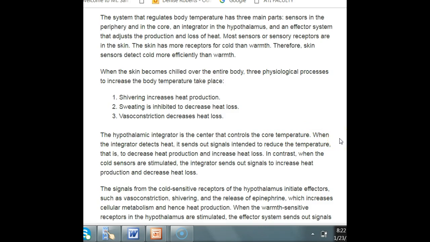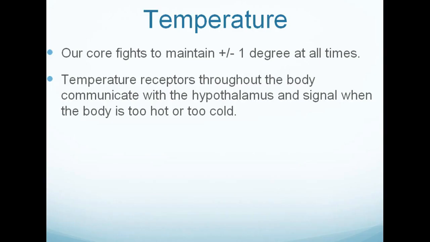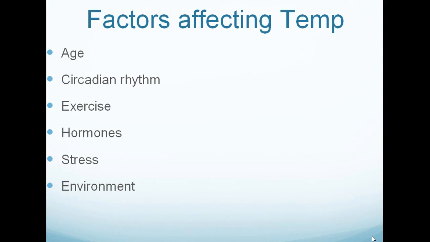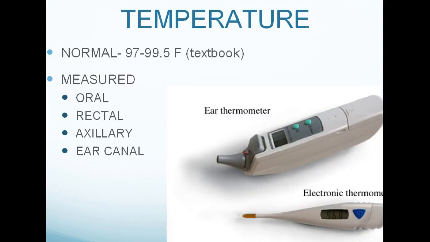So we always want to look at that and the temperature of the patient and what is going on. After you read that information, now you can put it together and understand our core fights to maintain plus or minus 1 degree at all times of your temperature. Temperature receptors throughout the body communicate with the hypothalamus, as we saw earlier in your reading. Look at these factors and how they affect the temperature. I'll speak on some later on.